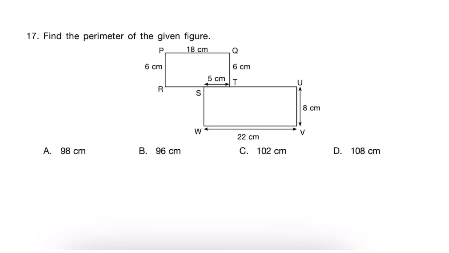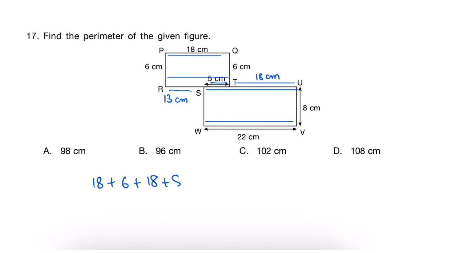Question 17. Find the perimeter of the given figure. Length of WV is 22 cm. Length of SU is also 22 cm. Length of TU will be 22 cm minus 5 cm, that is 18 cm. Now, length of PQ is 18 cm. Length of RT is also 18 cm. So, length of RS is equal to 18 minus 5, 13 cm. Now we will add all the lengths. 18 cm plus 6 cm plus 18 cm plus 8 cm plus 22 cm plus 8 cm plus 13 cm plus 6 cm is equal to 98 cm. Correct answer is option A.